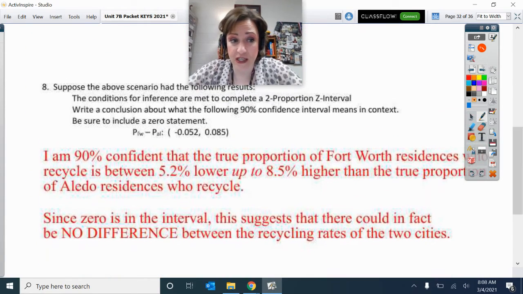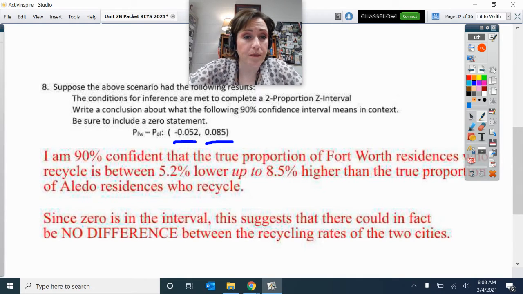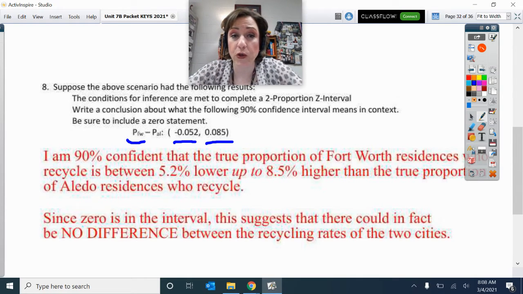Here is the very, very interesting one that is typically the harder one to word. We have a negative percent up to a positive percent, so we need to address how to deal with that in correct communication terms. So I'm 90% confident that the true proportion of Fort Worth residences who recycle is between 5.2% lower and 8.5% higher than the true proportion of Alito residences who recycle.